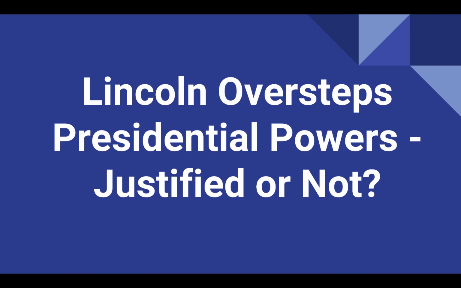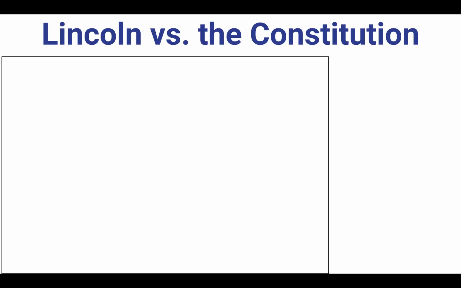Lincoln oversteps presidential powers, justified or not. Lincoln versus the Constitution. During the Civil War, Lincoln did many things to try and hold the nation together, several of which he'd done against the law. He had taken actions that constitutionally he was not allowed to take without the permission of Congress. Although often they did support his actions afterwards when they had time to meet and actually vote on it, many of the things he did before they could do this.